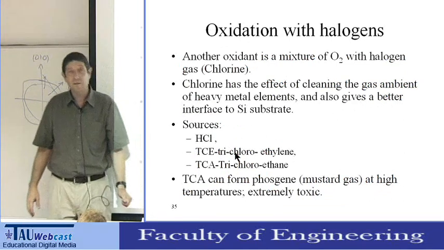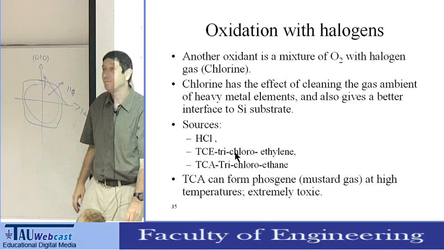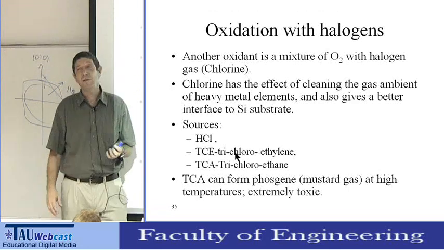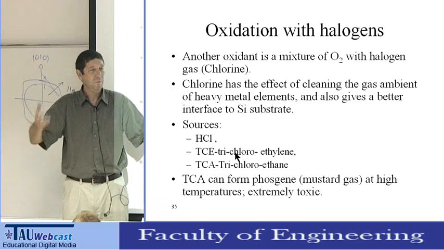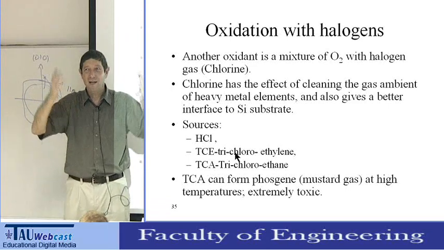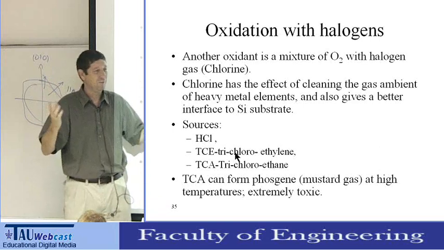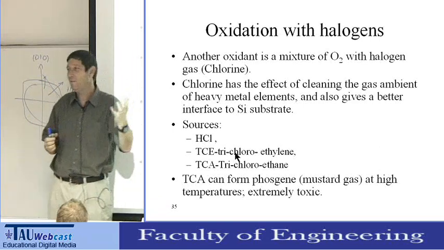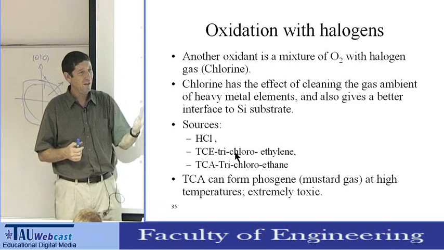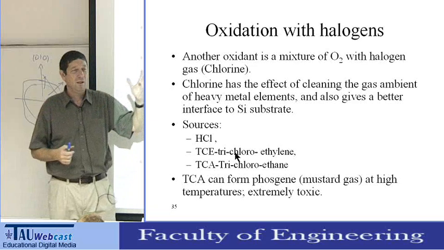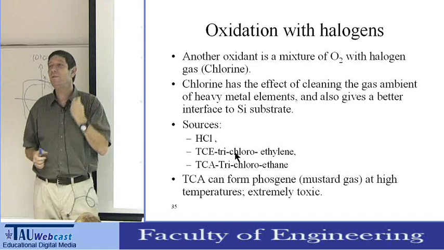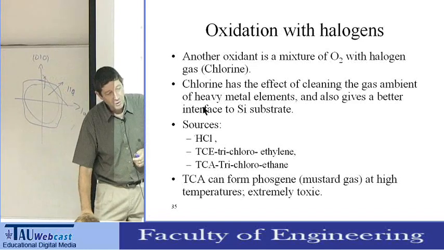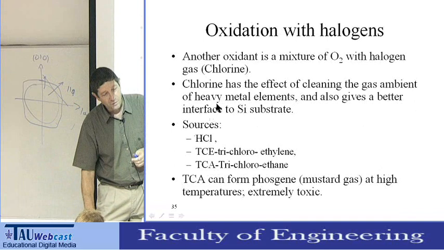Another oxidant is a mixture of oxygen and halogen, chlorine. It became very useful in the past because if you have some contamination in your chamber, let's say sodium, imagine chlorine at 900 degrees Celsius. This is like the ultimate cleaner. The chlorine at very high temperature is an extremely reactive gas. It reacts with any residues of metals or sodium, and it makes the system extremely clean. But also, chlorine has the effect of cleaning of heavy metals and gives a better interface to the silicon substrate.